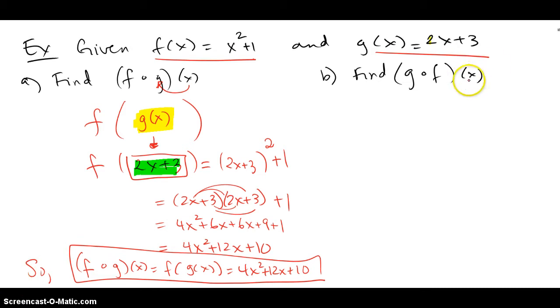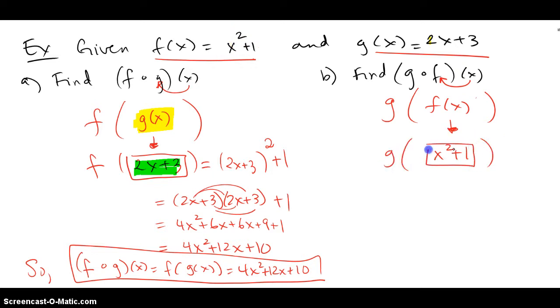Alright, part B. Remember, x is closest to f, so f grabs the x first, and then whatever that does, g comes and grabs that. Now again, f of x didn't get a number input, it just got the whole x itself, so this entire function comes and plays a role. What is that entire function? It's right here, it's x squared plus 1. So it didn't output a number, it output the function itself, which g is going to grab.